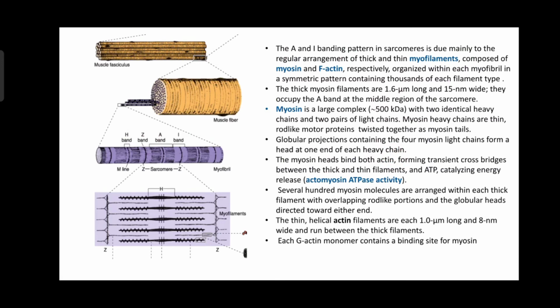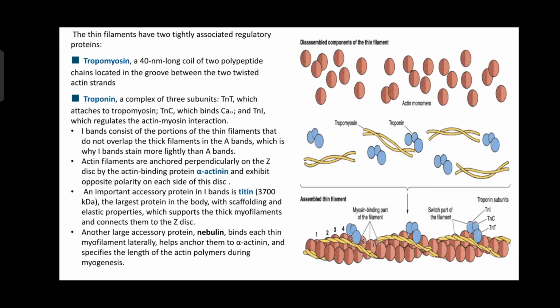So what is the takeaway? There are four chains: two heavy and four light. Two heavy chains form the tail of the myosin molecule, and four light chains form the head of the myosin. That's it. Now the thin filament is also called the actin molecule.